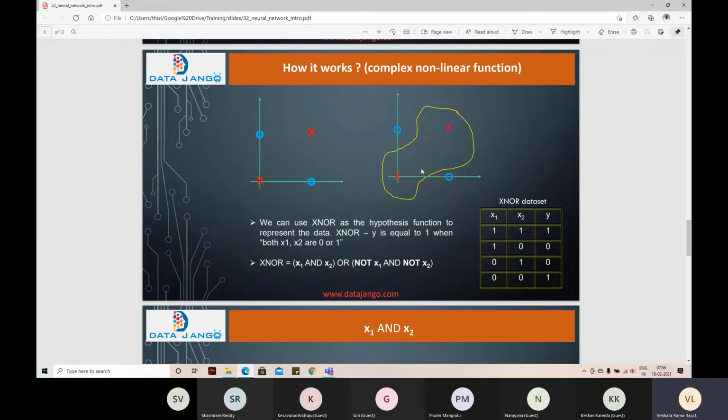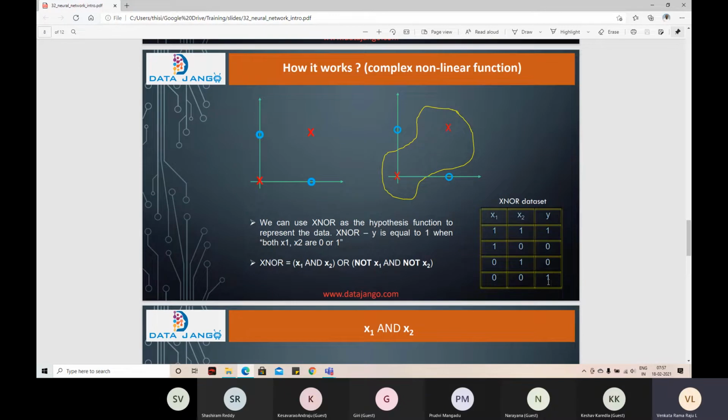Okay, this example is like that. I have taken data like this. 1 1 y is equal to 1, 1 0 y is equal to 0, 0 1 y is equal to 0, 0 0 y is equal to 1. So when both are 1 or both are 0, the y value is 1. This is basically XNOR. XNOR gate it is. Don't be worried about XNOR. This is the data set.